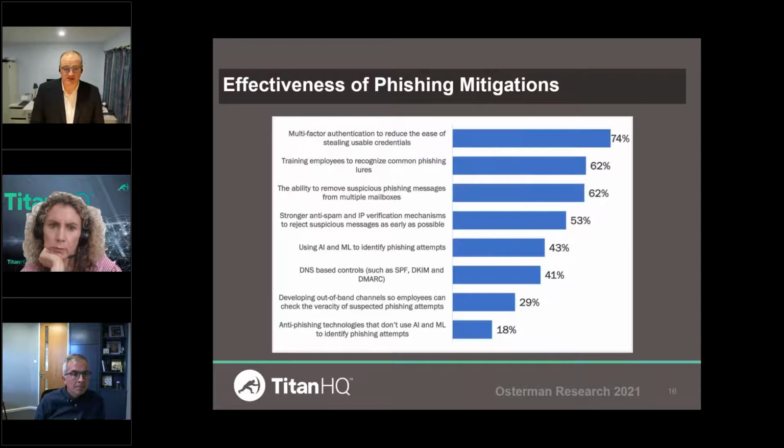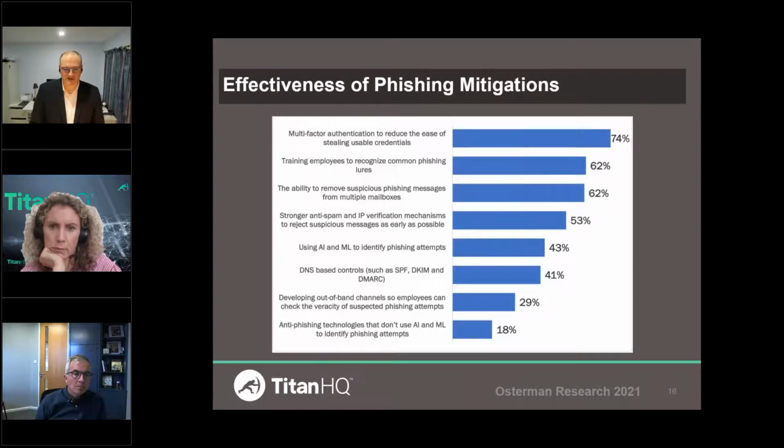From a technological perspective, issue number 3 here at 62% as well was the ability to remove suspicious phishing messages from multiple mailboxes. Once the IT department or the security department or the SecOps team had seen that there was a particular phishing message that had come into the organization, the ability to then extract that and get rid of it so that further employees would not see it was a good mitigation to reduce the scope of attack and threat against the organization.